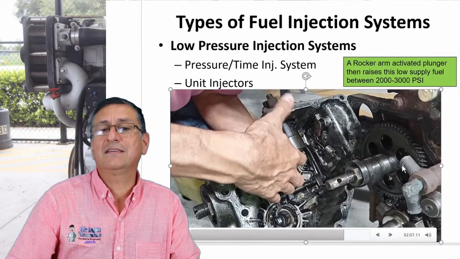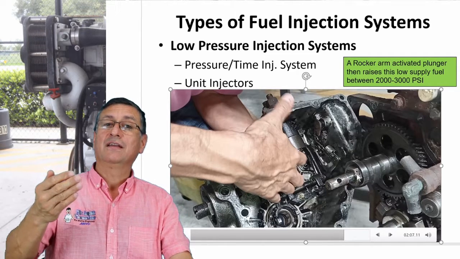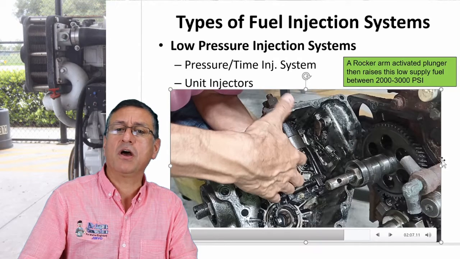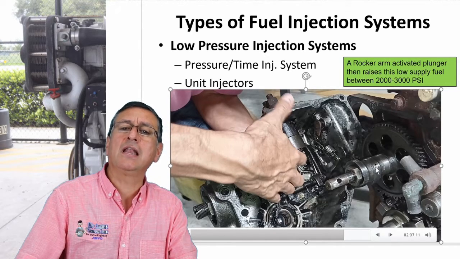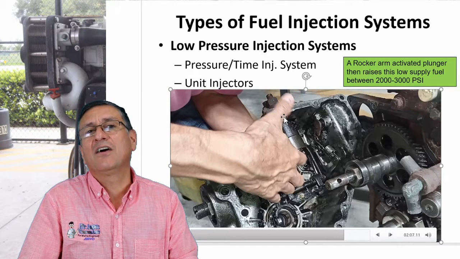This is the extension of the camshaft. In other words, the camshaft goes outside. Look, this is the gear of the camshaft. This is the block of the engine. This is the gear of the camshaft. The camshaft goes out with two additional lobes. Those lobes activate the plungers of the fuel injection pump.